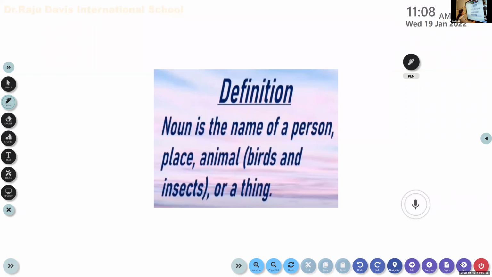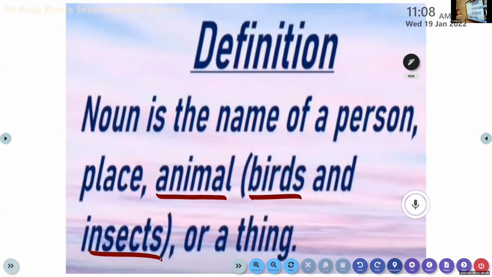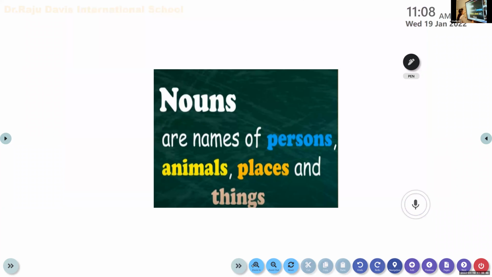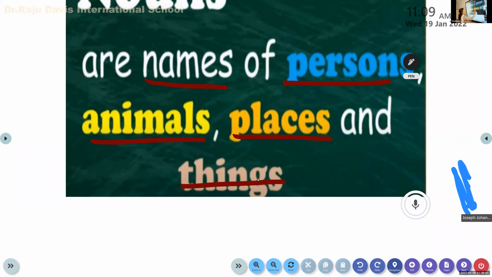A noun is a name of a person, place, animal, or a thing. Under animals, we have birds and insects. So all of you, please have a look at the nouns. What are nouns? Nouns are names of persons, places, animals, and things. Is that clear to each and every one of you? Once more, nouns are names of persons, places, animals, and things. Okay. Clear?